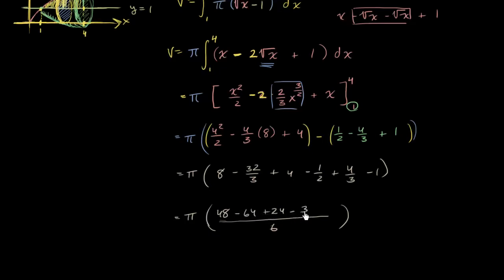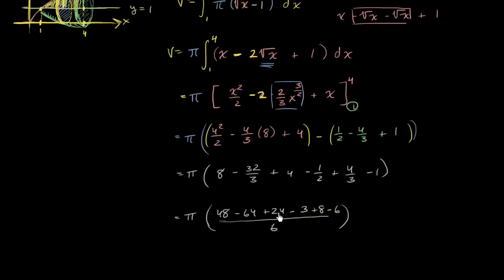So this is negative 3 over 6, the same thing as negative 1/2. 4/3 is the same thing as 8 over 6. And then negative 1 is the same thing as negative 6 over 6. So a little bit of arithmetic here, and let's see what we get. So if we take 48 and we subtract 64 from 48, we get negative 16. Is that right? Yes, we get negative 16.